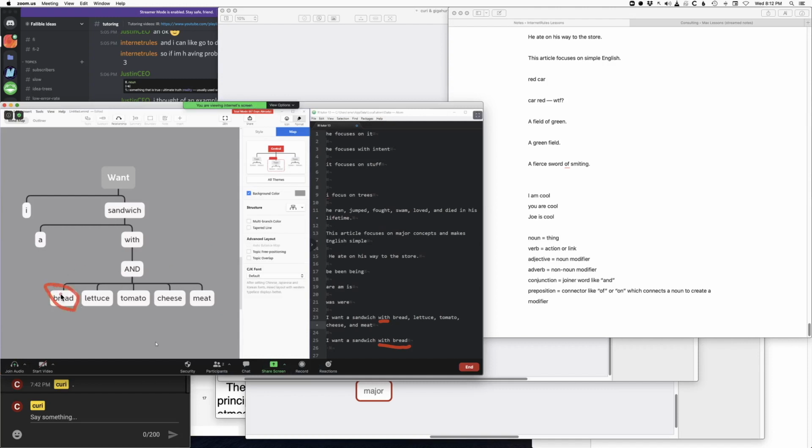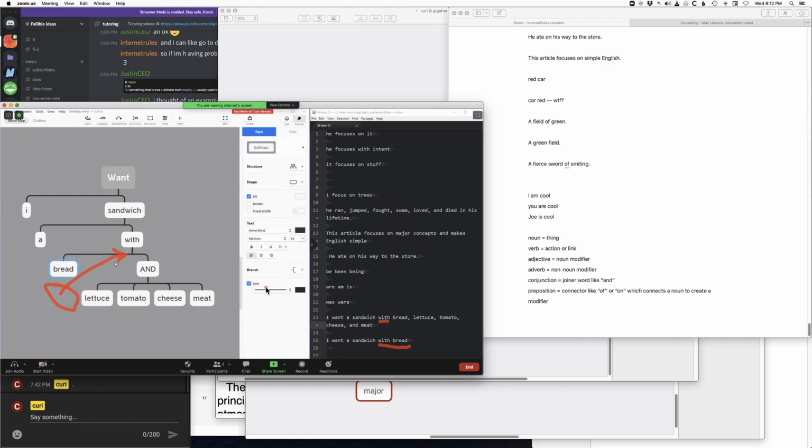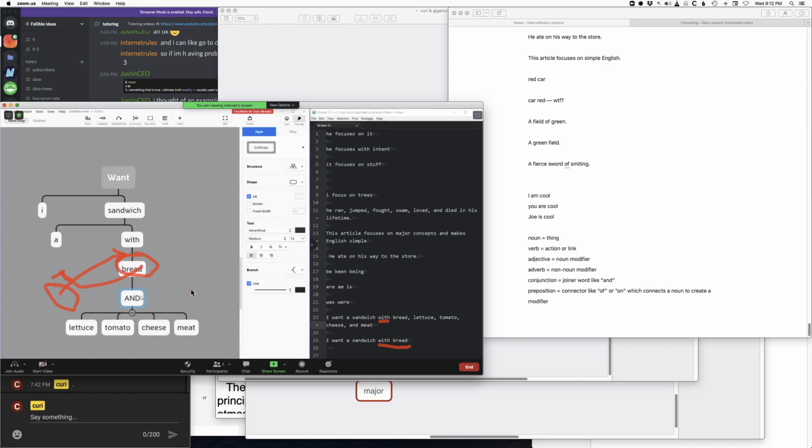Okay, take "bread" and move it right there under the "with". Then take "and" and move it under the bread. Huh. Yeah, some people do that. They treat the "and" kind of like a modifier. You have the first thing, and then you have "and", and then it adds on the other things.